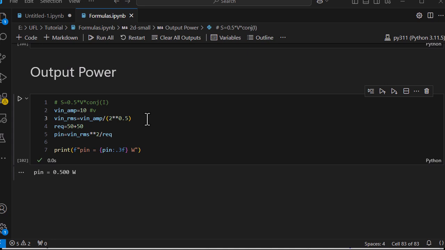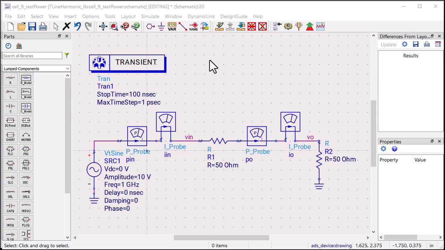And the RMS voltage can be calculated by dividing the peak voltage by the square root of 2. And finally, the power can be calculated using the formula P is equal to V² over R. The input power is calculated to be half a watt. Now let's run the simulator and compare the theory and the simulation result.